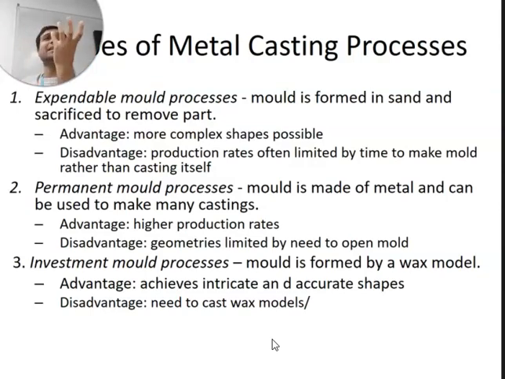Now you have an intricate mold, and you pour the liquid metal inside. Later on, you put that on ultrasonic machines like vibrators, which vibrate it and break the mold, and you get the cast object from there. The disadvantage is it's very time consuming, and we need a wax model for that one.